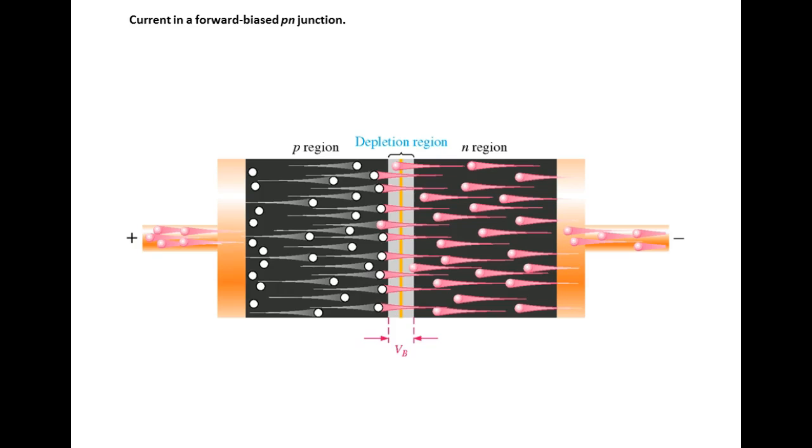And when does this occur? This occurs as soon as we exceed the barrier potential. So that's a nice illustration. So in P material, the majority carriers are holes. And in N material, the majority carriers are electrons.